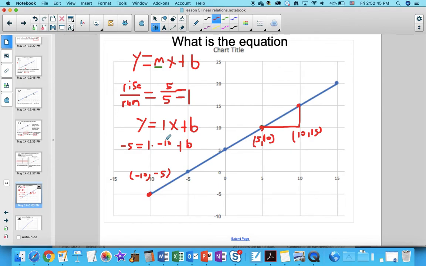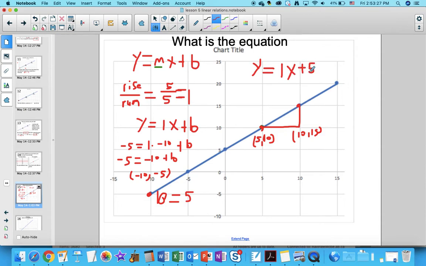Well, negative 10 times 1 is negative 10, plus b equals negative 5. How do I turn negative 10 into negative 5? Well, I could add 5. If I add positive 5 to negative 10, I get negative 5. So b must equal 5. Then my equation should be y equals 1x, because we know our slope is 1, x plus 5.